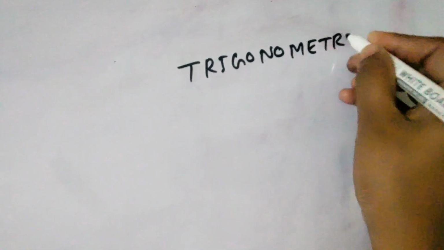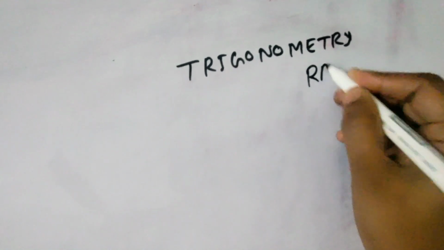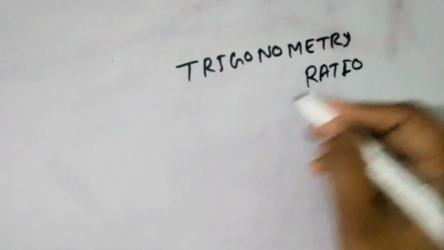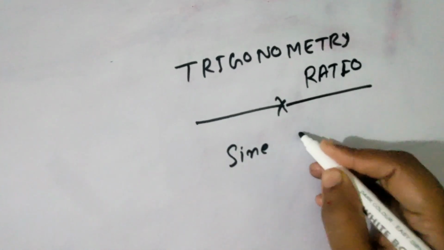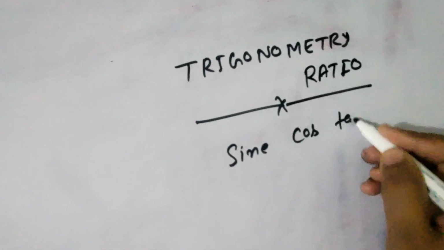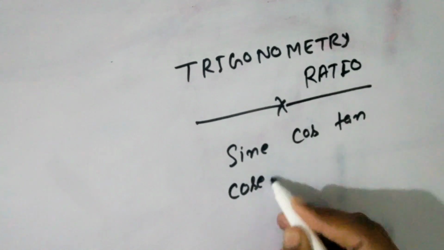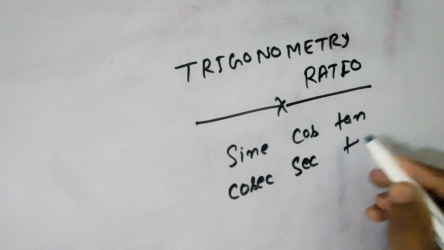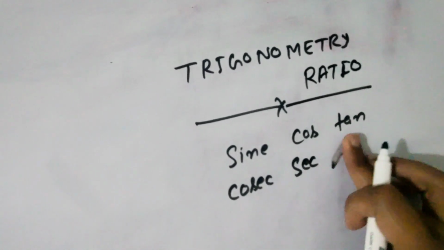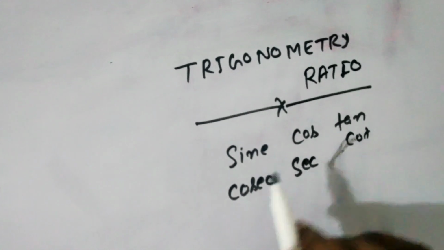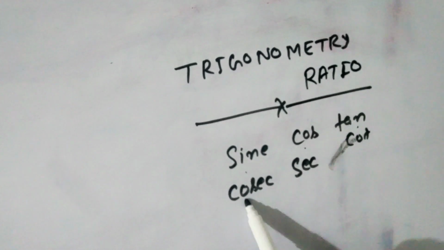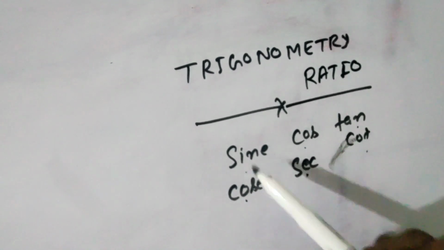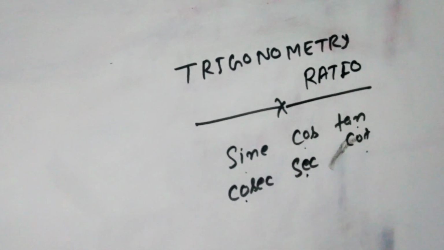Trigonometric ratios. There are 6 trigonometric ratios: sin, cos, tan, cosec, sec and cot. One by one I will explain. First I explain sin.